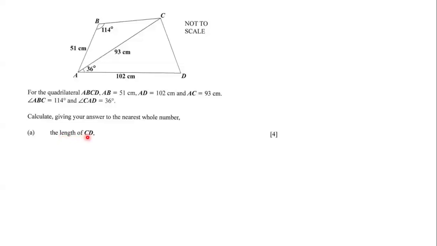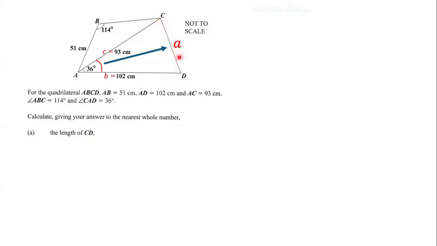So our goal here is to determine the length of CD. So let's label our diagram. Remember, our goal is to figure out the missing side, so the missing side is CD. We're going to label this missing side small a.